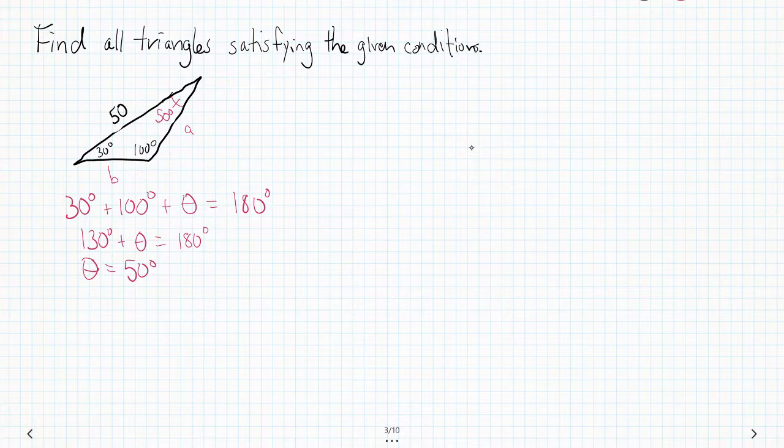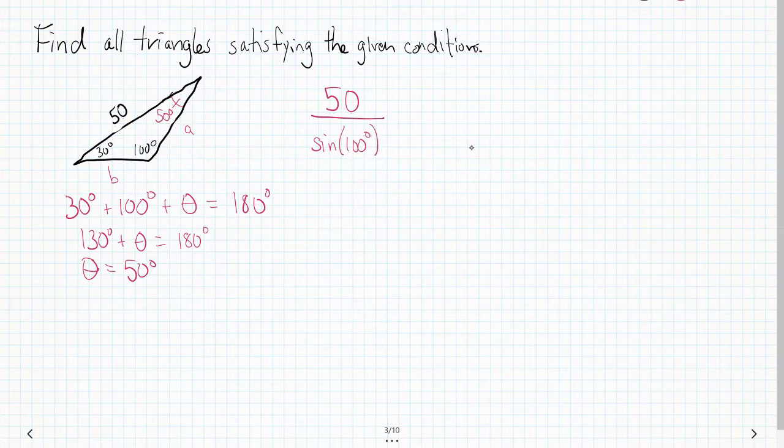Well, what do we have to do? If we were running little a, notice we have another angle and its opposite side with 100 degrees and 50. So that means we can use law of sines to get little a. And how do we do that? Well, we take 50 over the sine of 100 degrees. And that should equal, well, we should have little a over, what's the angle opposite little a? Well, that's sine of 30 degrees.